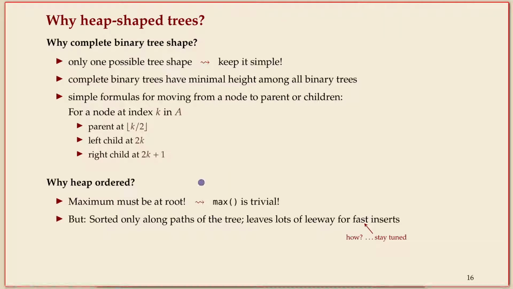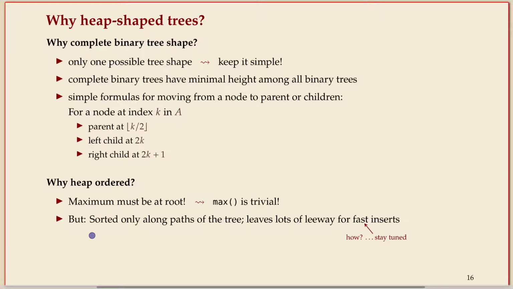The second bit of the definition was heap order. And that one's more obvious, I think. At least one thing is obvious. If the maximum's at the root, that's good if we want to find the maximum. Then we can just look at the root and we know it. Now, deleting the maximum, the other key operation in priority queues, will have to work a bit harder, but it's doable.